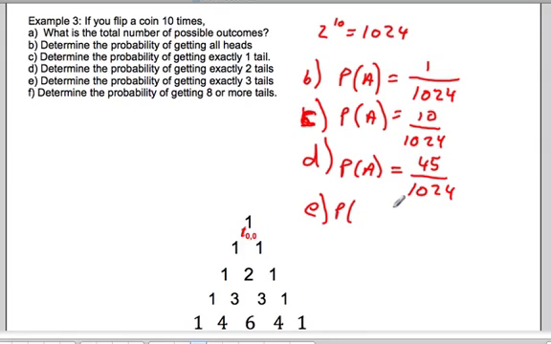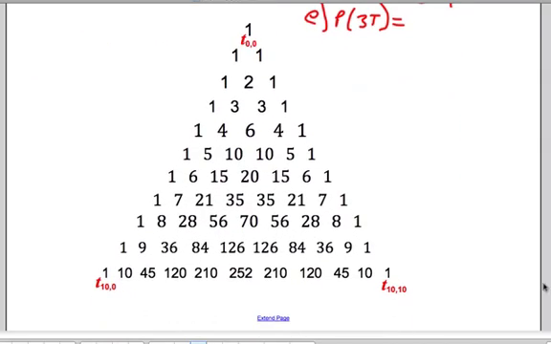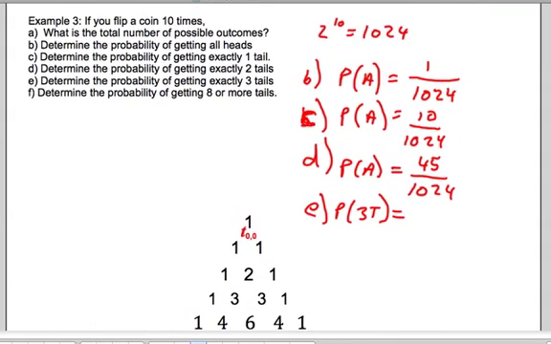So the probability of getting three tails will be 120 possible ways of getting three tails out of 1,024 possible events. That reduces to 15 over 128.